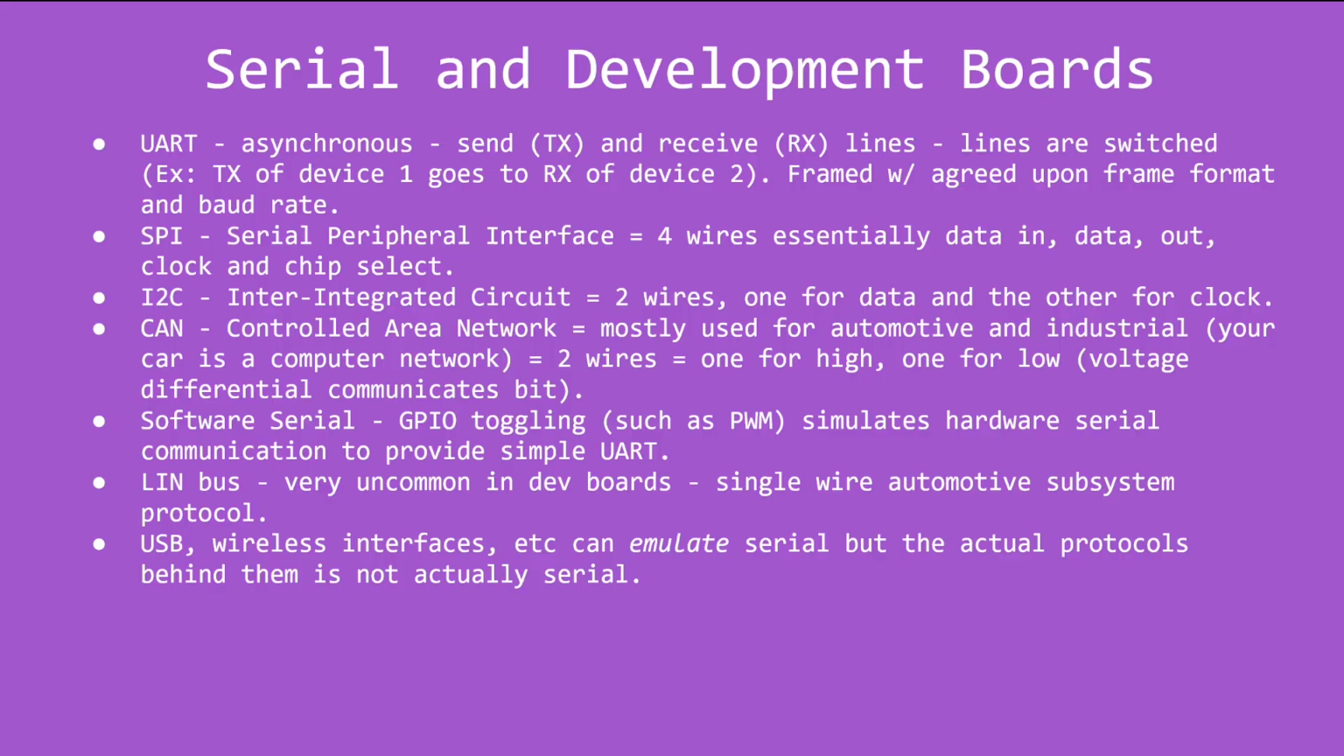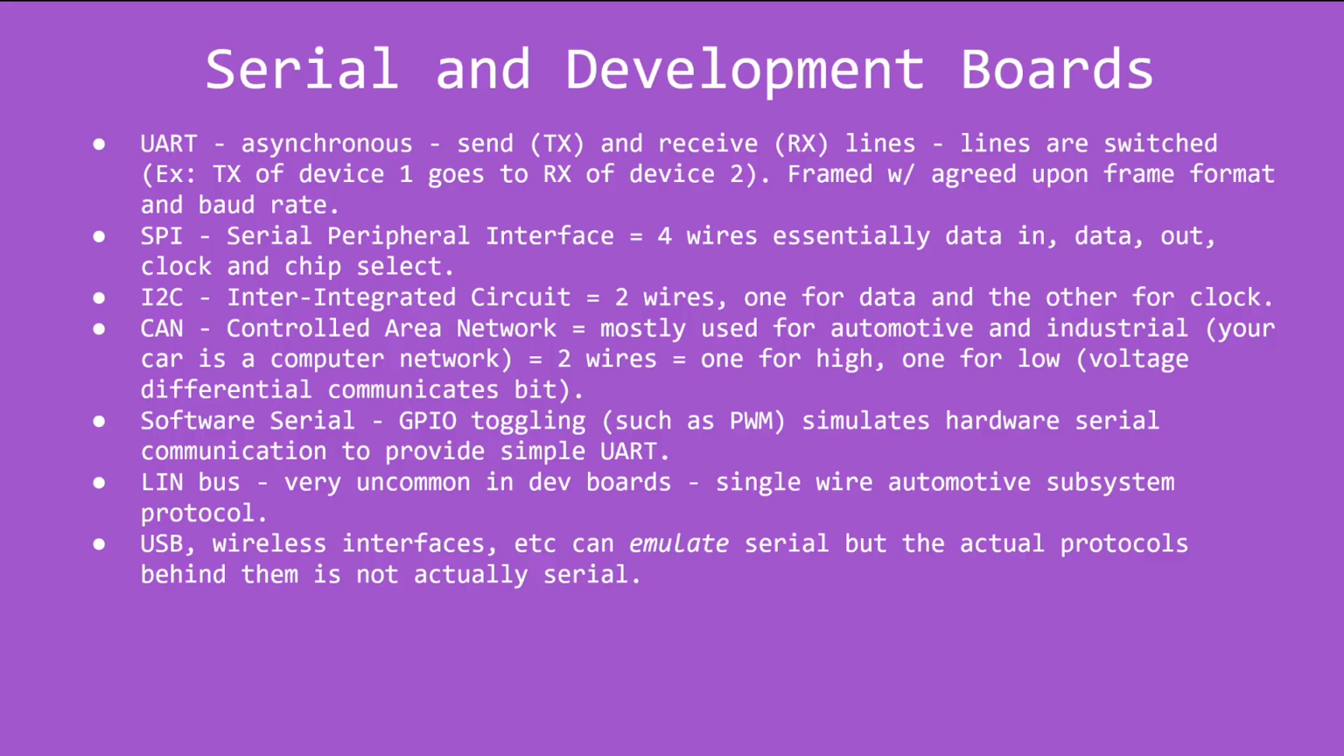Well, you start out with UART, that's asynchronous. It has a send and receive line, so it has TX and RX. Lines are switched, so the TX of one device goes to the RX of another device. It's framed with an agreed upon frame format and baud rate. Then we have SPI, that's serial peripheral interface. It's four wires, essentially data in, data out, clock, and chip select. I2C, that's inter-integrated circuit, two wires, one for data, one for the clock.